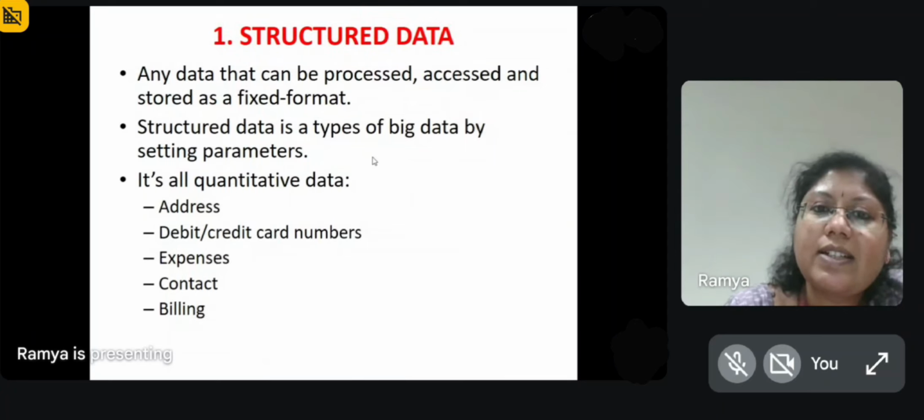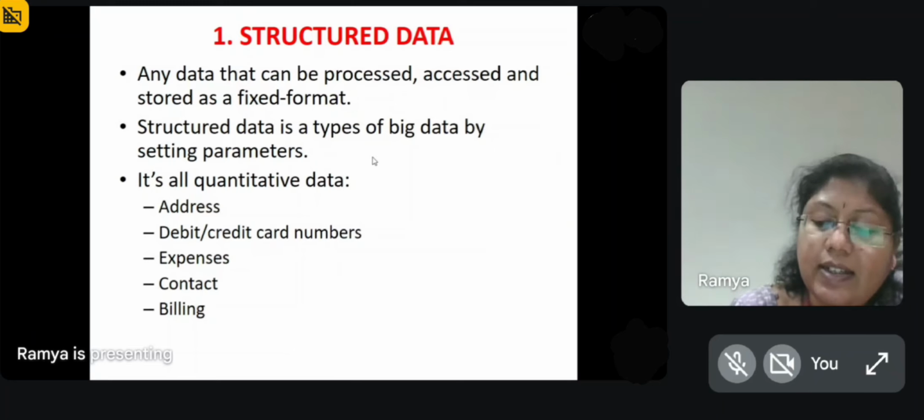First, we'll see about the structured data. Suppose I'm having any data that can be processed, accessed, and stored in a fixed format, then it is called structured data. Structured data contains all the quantitative data such as address, debit or credit card numbers, expenses, contact, billing. In other words, when I'm having the data along with rows and columns, or a relational database or a database which has a fixed format, that comes under structured data.